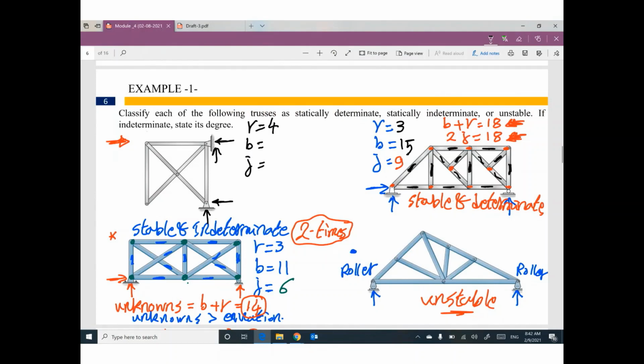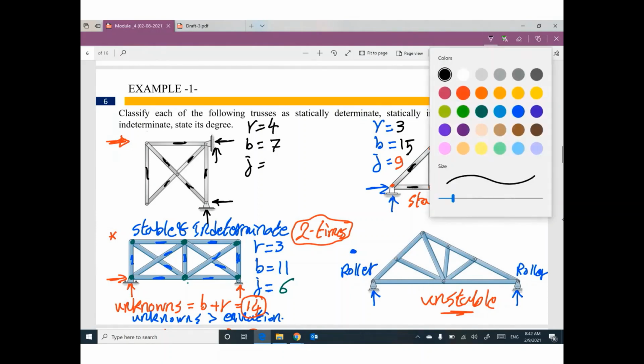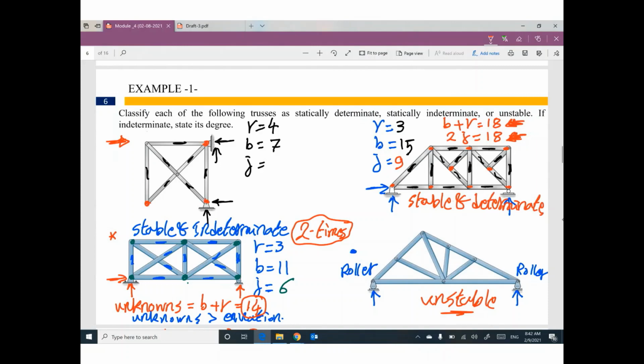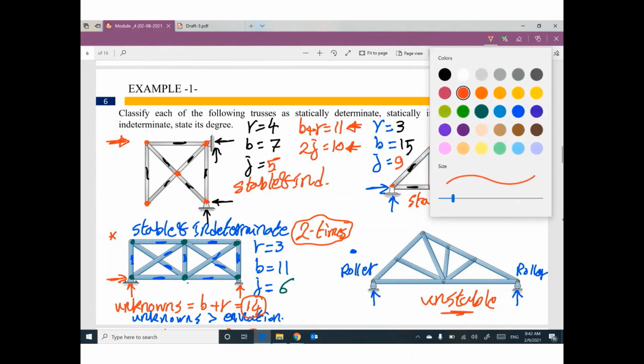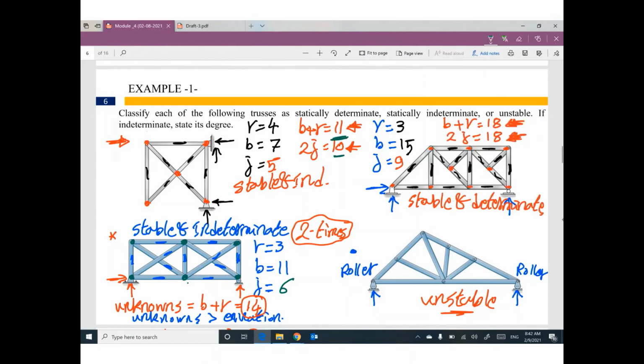Reactions, we have 4. Members, 1, 2, 3, 4, 5, 6, 7. How many joints? 1, 2, 3, 4, 5. So B plus R equal 11. 2J equal 10. Number of unknowns greater than number of equations. So this structure will be stable, but indeterminate. How many times this structure is indeterminate? This unknowns greater than this equation by 1, so 1 time.